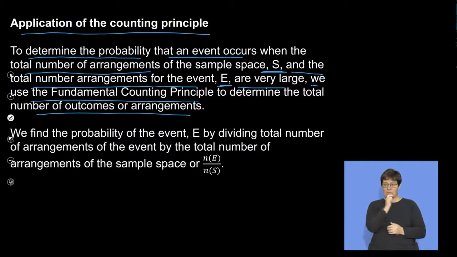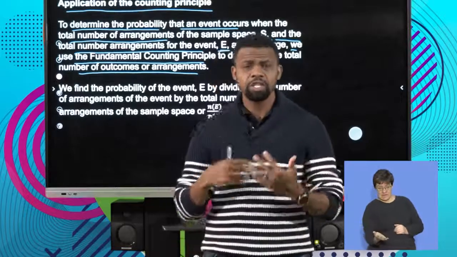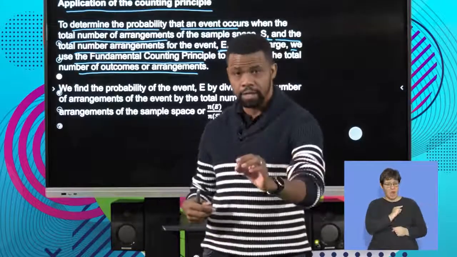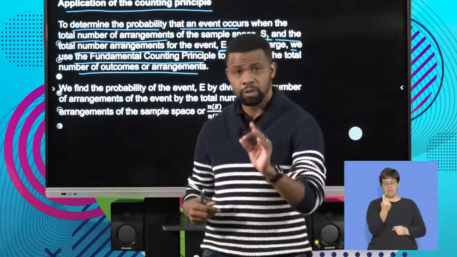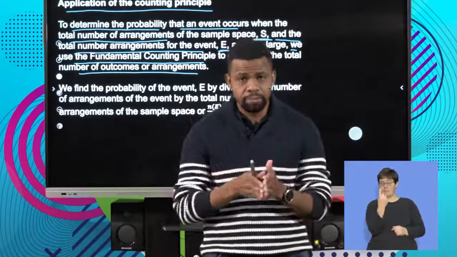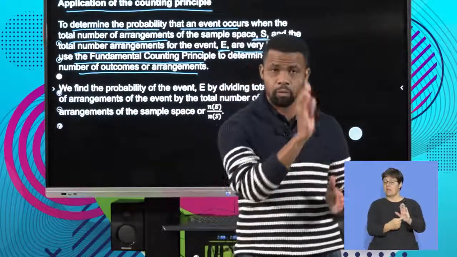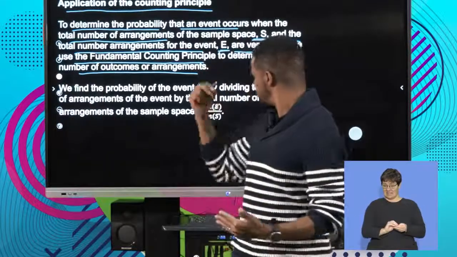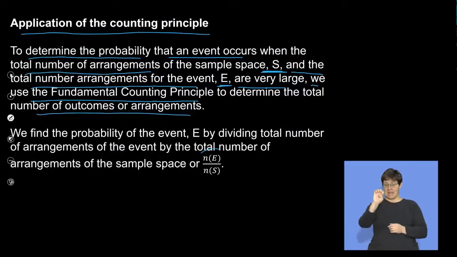So we know that if we roll a die, what is the probability that one will occur? Because there's only one, the event is one. There's only one one on a die. But the sample space is 6 because we have 1, 2, 3, 4, 5, 6. So the probability will be NE, which is 1, over NS, which is the total sample space, which is 6. It will be 1 over 6.